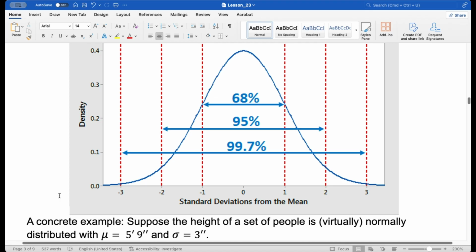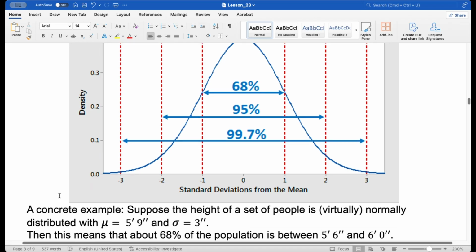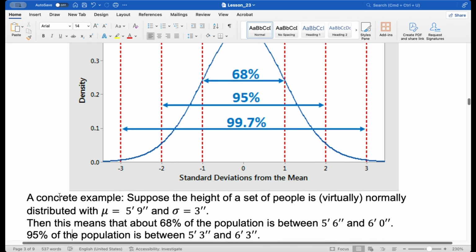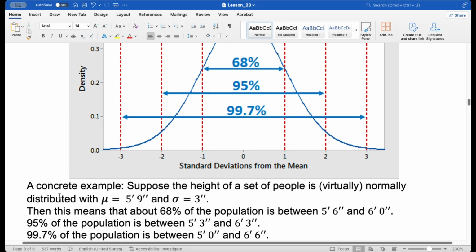So to see a concrete example, if we look at height, which is not perfect, but is close to normally distributed, if we look at a set of people, mean 5'9", standard deviation 3 inches. So 68% of the population is within 1 standard deviation of the mean. You subtract and add. 5'9" minus 3 inches is 5'6", plus 3 inches is 6 feet. 68% of the population is within that range, 5'6" to 6 feet.